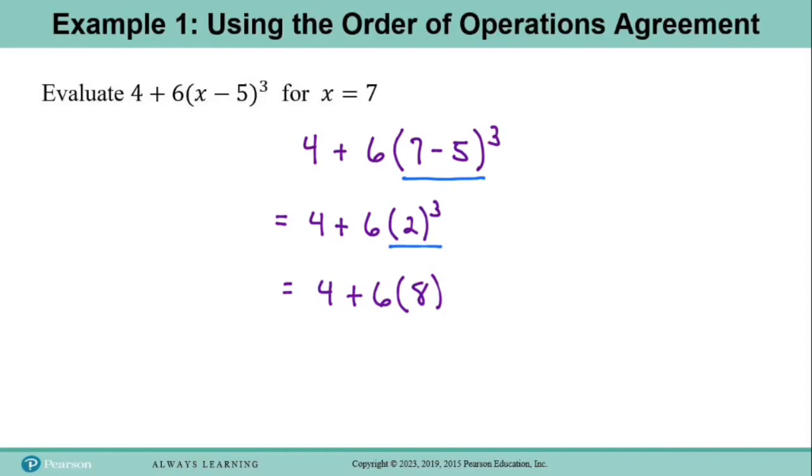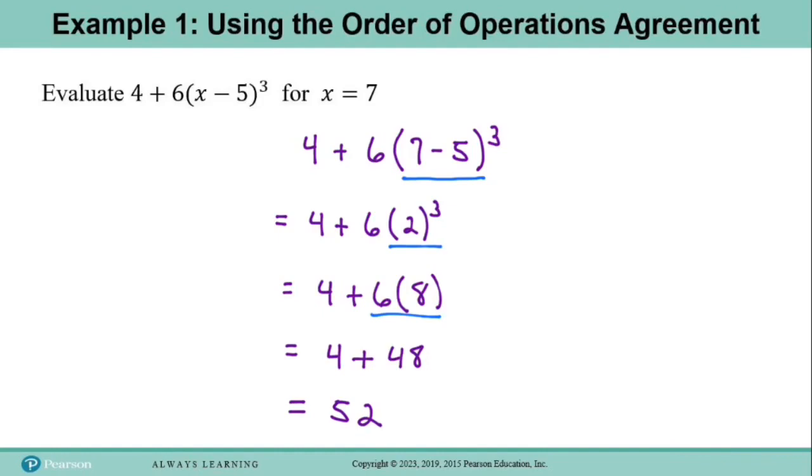Okay, now I only have 2 operations left, and that's addition and multiplication. So of course multiplication takes precedence over addition, so I'll do that first. 6 times 8 is 48. So on the next line I'll have 4 plus 48. And then all that's left to do is add 4 plus 48, and of course that is 52. And that's an order of operations problem.